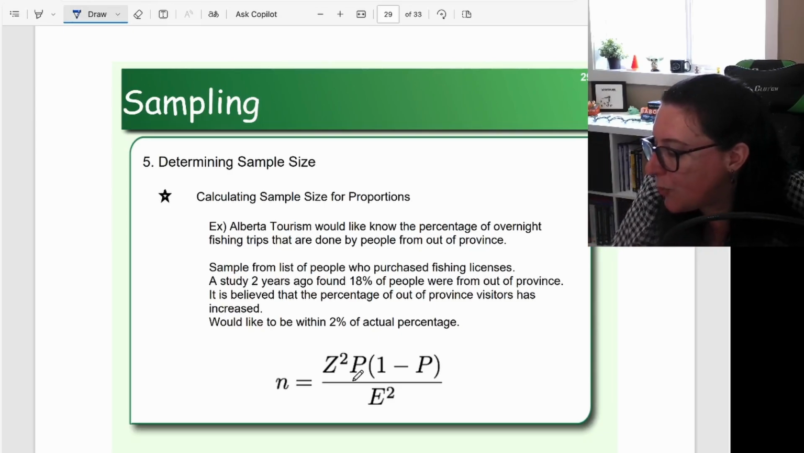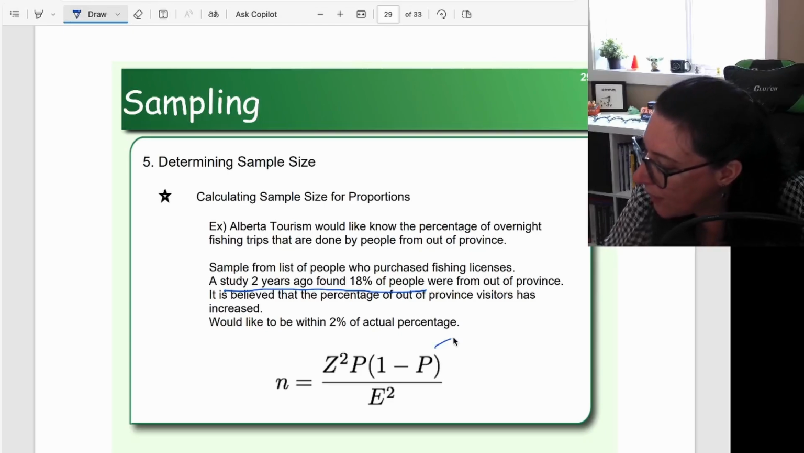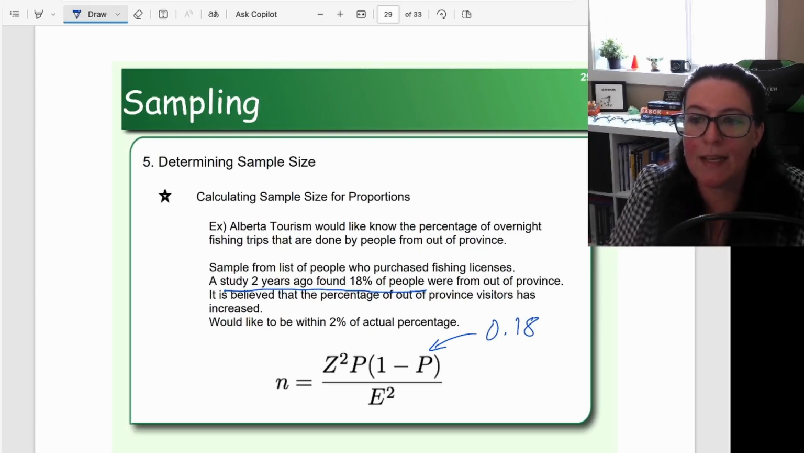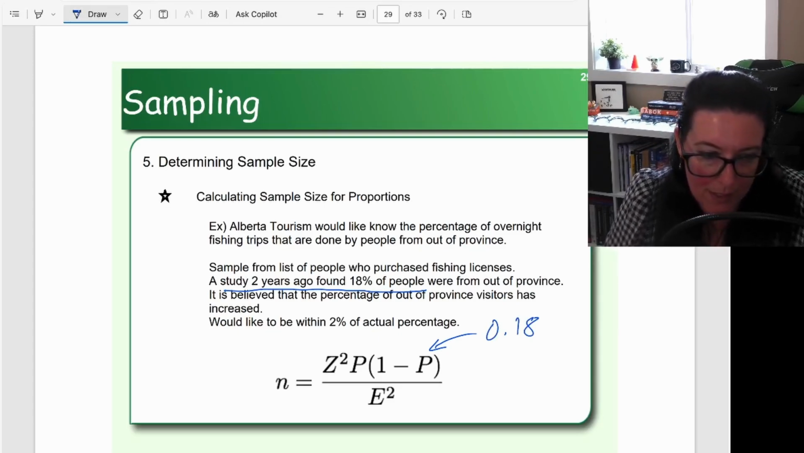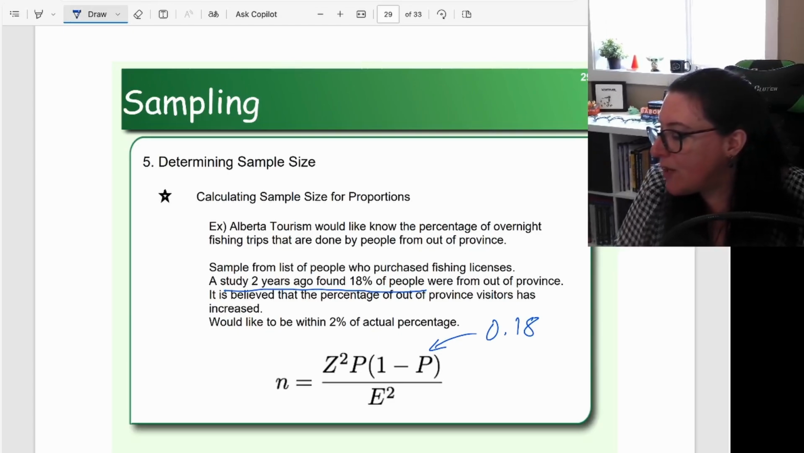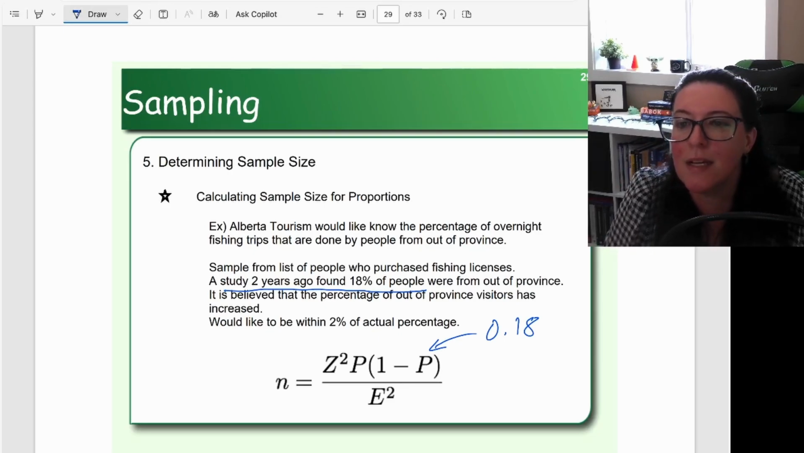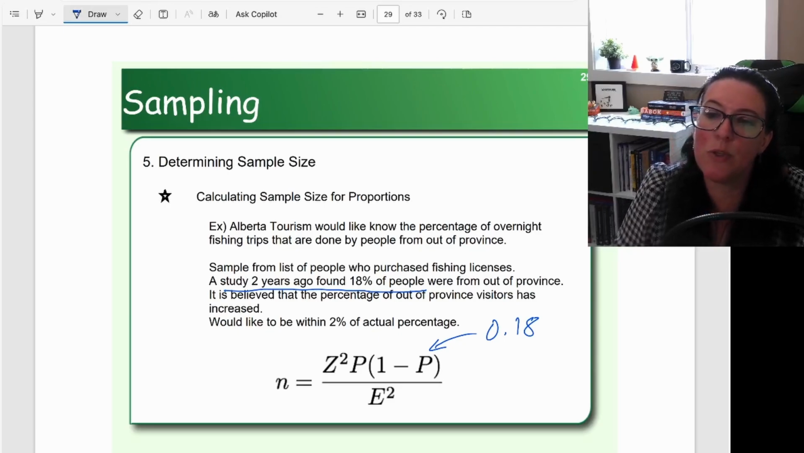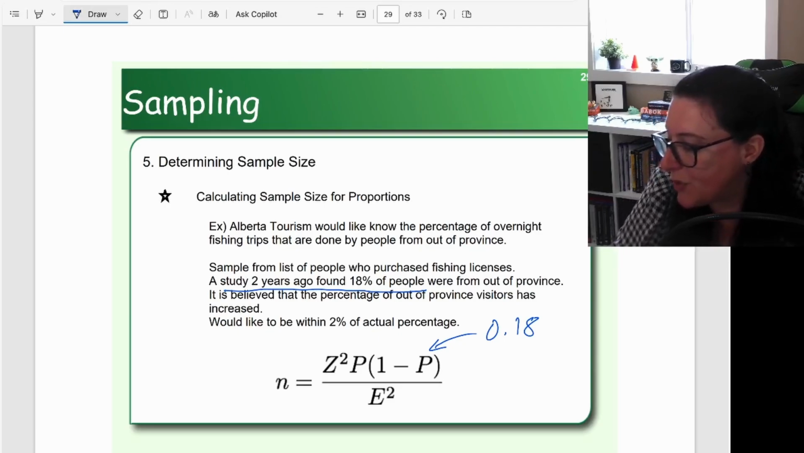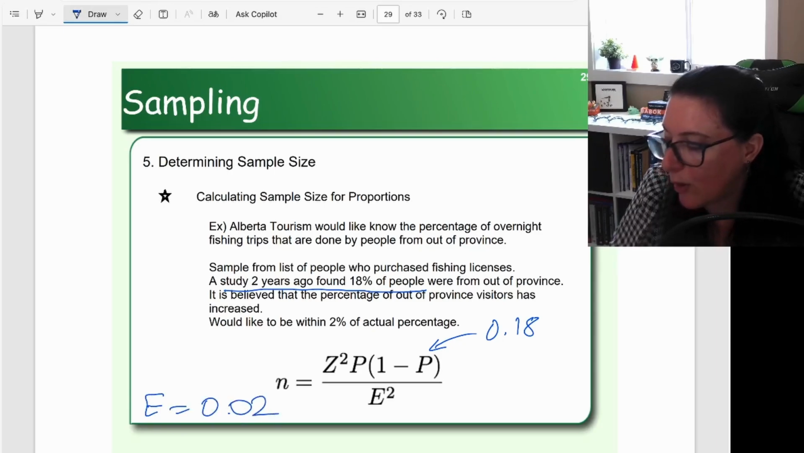Well, if a study 2 years ago found that 18% of people were from out of the province, then for the P here, we will use 18%. If we didn't have that data, and we'll do a comparison in just a moment, we'll use 0.5. It's believed that the percentage of out-of-province visitors has increased. So it might be more than that. And so we're going to take a look here with our study. We would like to be within 2% of the actual percentage. So here we are with our sampling error that we need to be within 0.02.